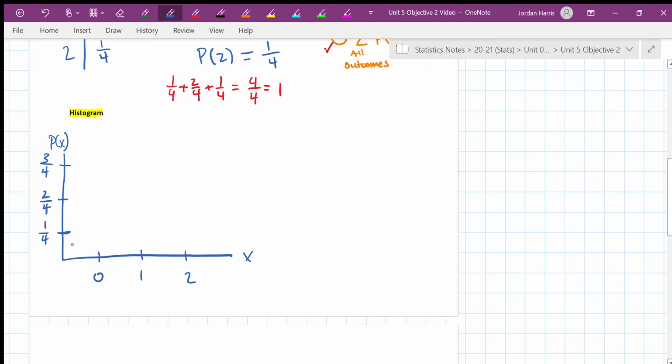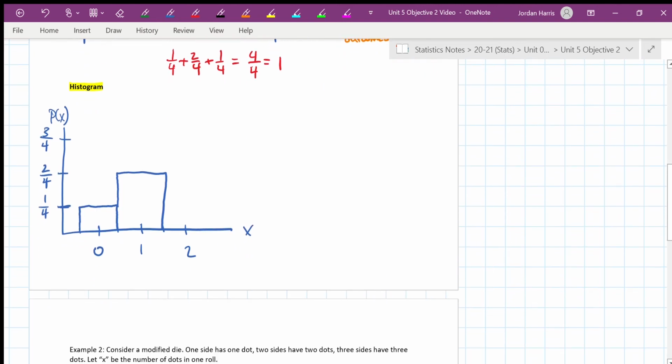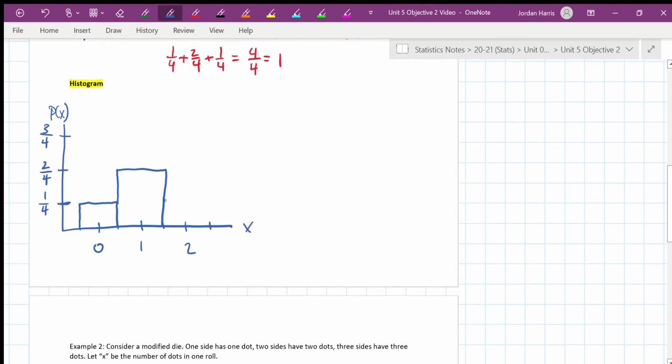So 0, we go a half step to each side, and there we go. 1, half step to each side, that one goes up to 2/4, right? I'm just plotting my probabilities right here. And then finally 2, that one goes up to 1/4. And there's my histogram. Okay, the height of the bars represents the probability for each outcome, which notice it goes in the middle of the bar. That's how a histogram works.